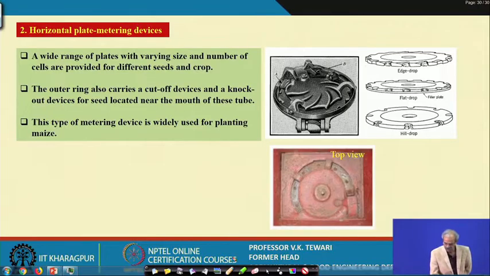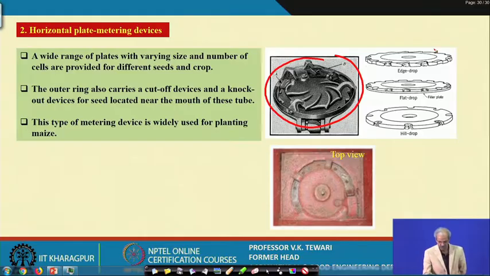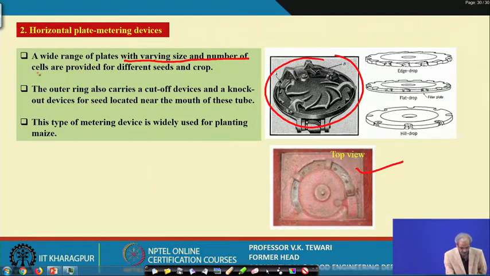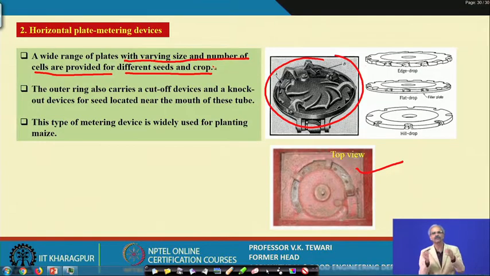See, this is the horizontal plate here, the hill drop, the flat, the edge drop. These are the different portions which are given. This is the top view of this. Cells of varying size and number are provided for different seeds and crops. Yes, depending upon this, the seed plate could be taken for different seeds.